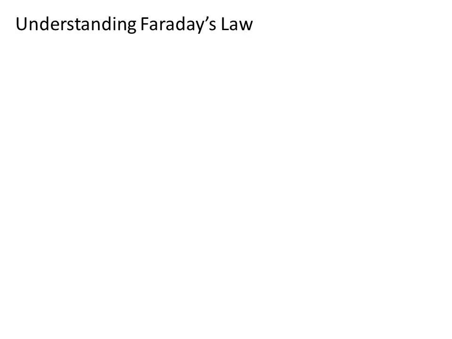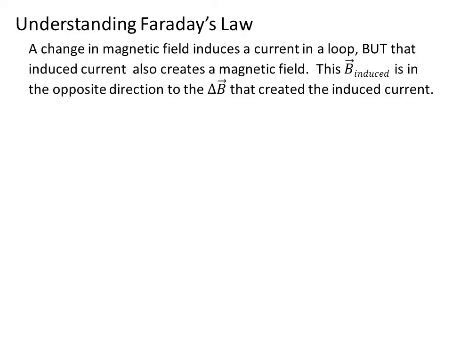Let's look in more detail at Faraday's law. We've seen that a change in the magnetic field induces a current in a loop. But that induced current also creates a magnetic field. This induced magnetic field is in the opposite direction to the change in magnetic field that created the induced current. So there is some sort of circular causality going on here.